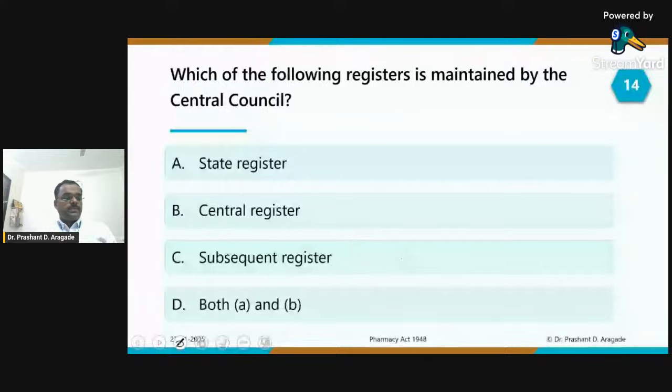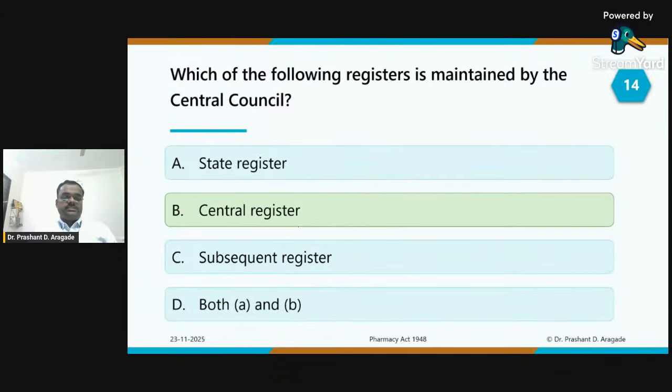Central council can maintain the state register, central register, or subsequent register, or both A and B. So PCI is responsible to maintain the central register.